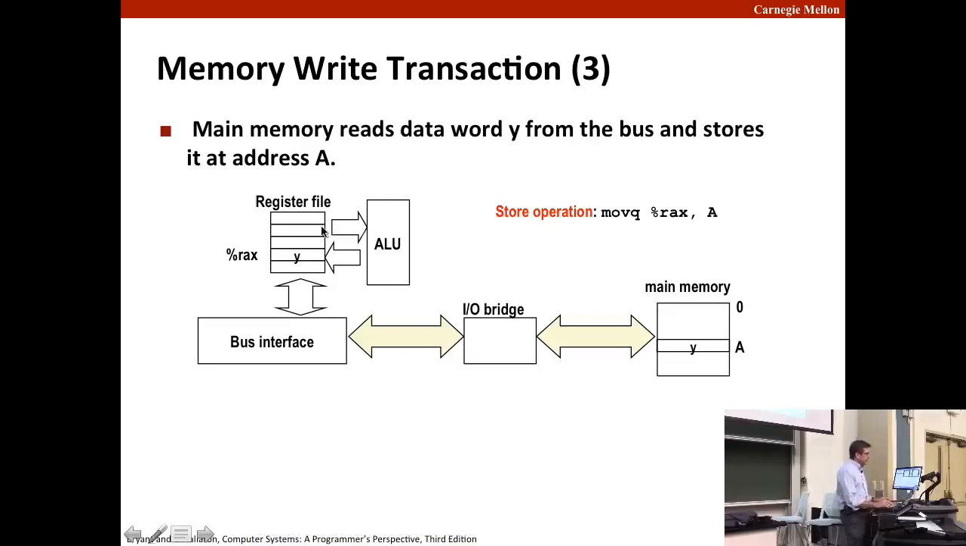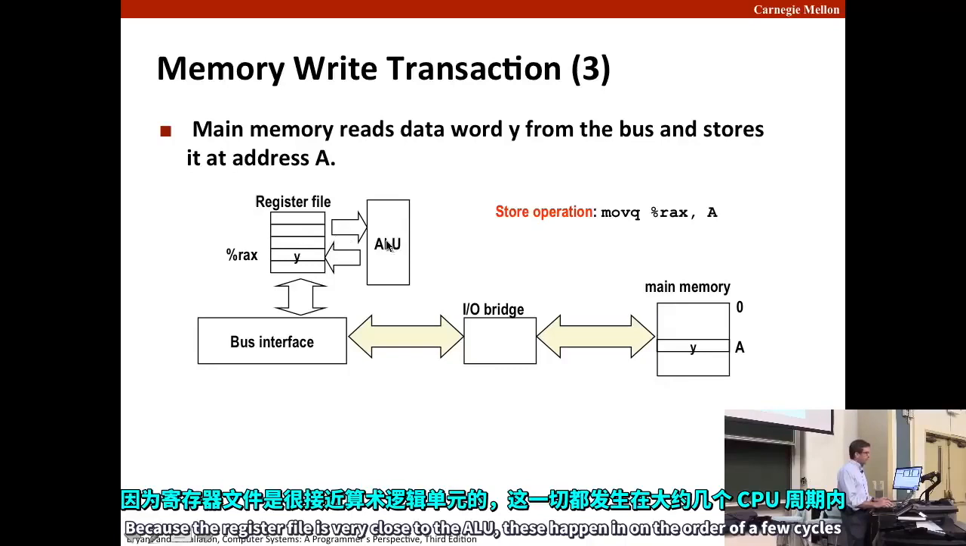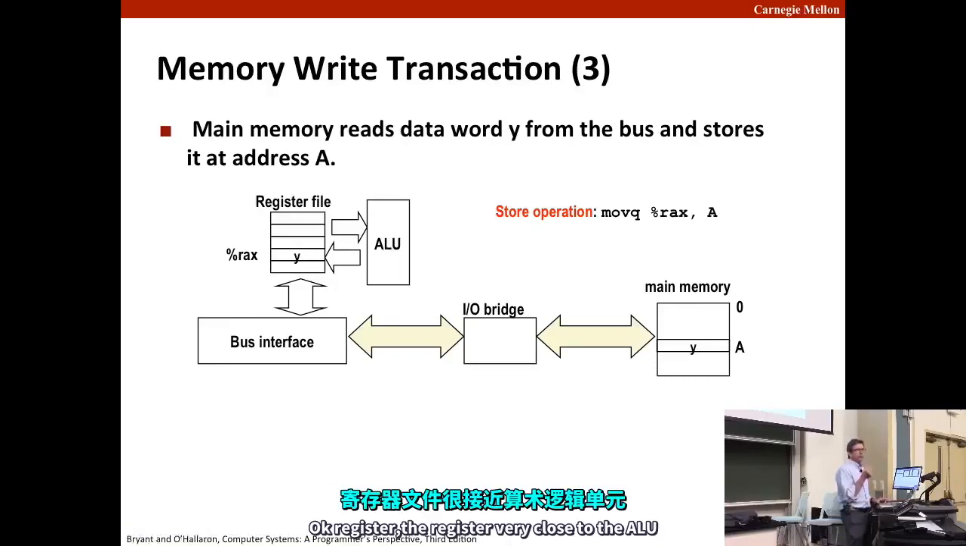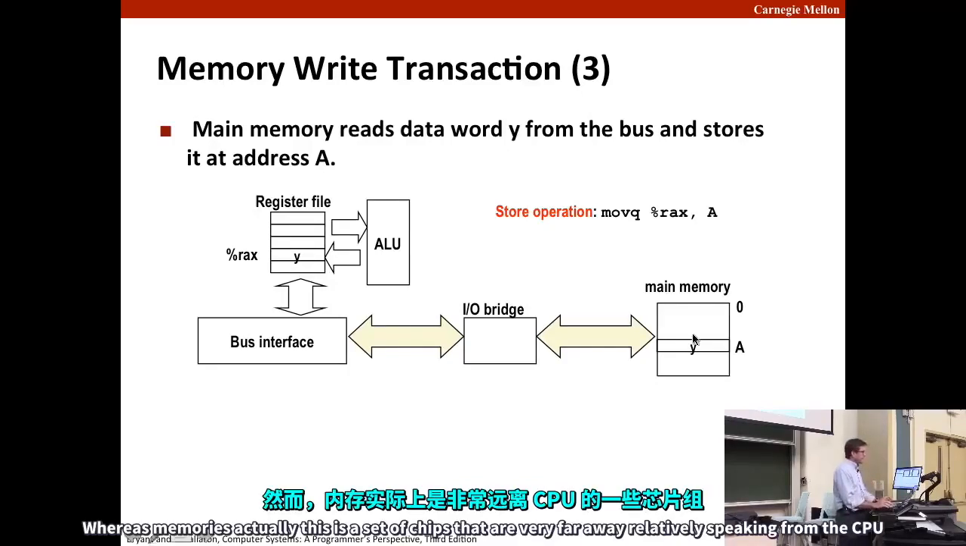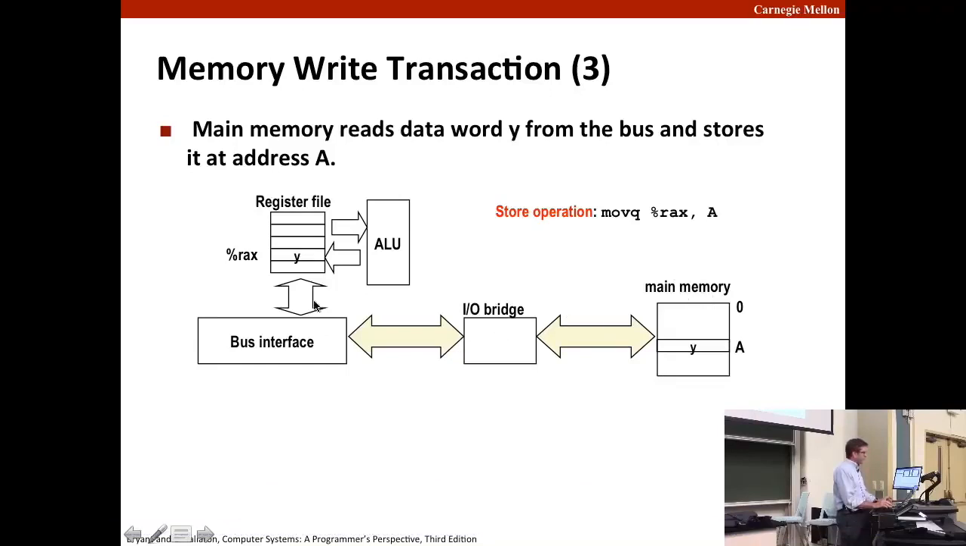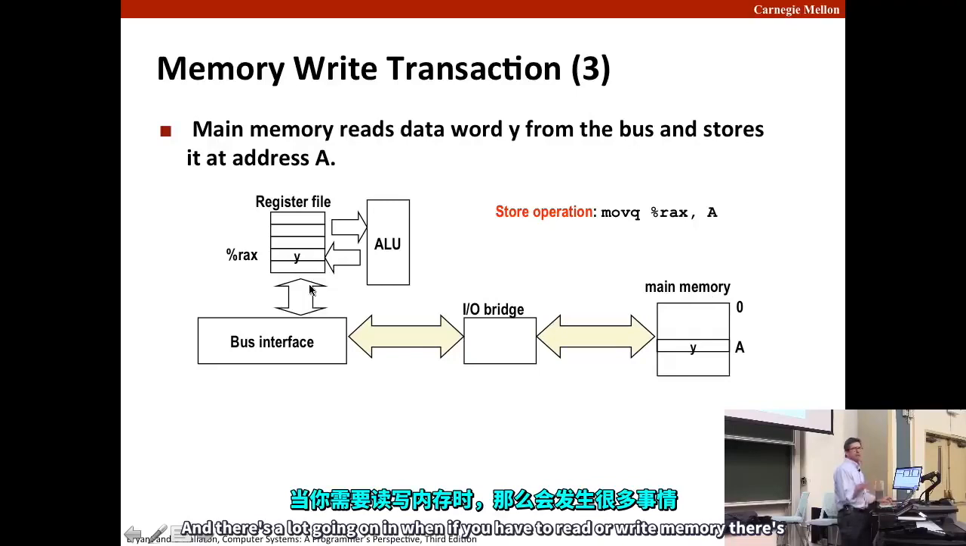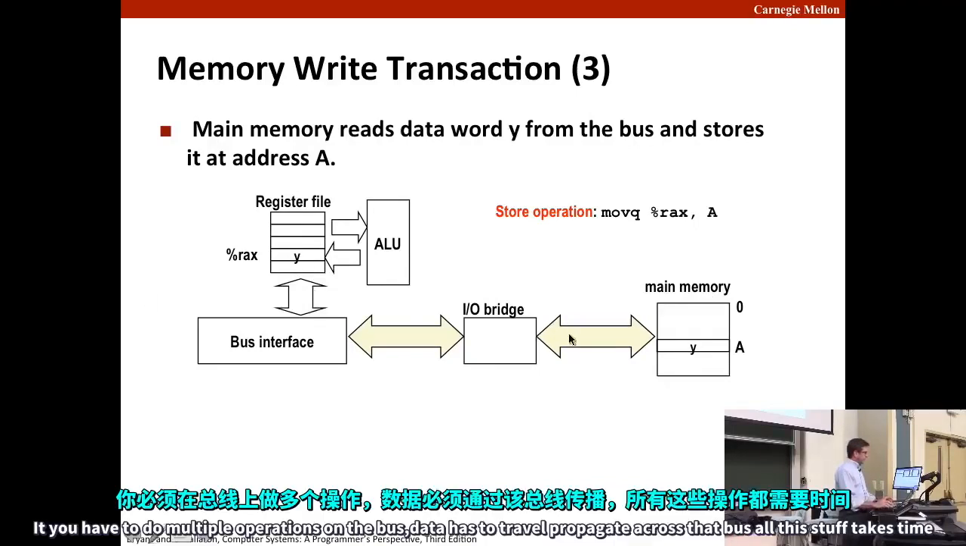Okay, so the point of all this is that operations that occur, reads and writes of registers, because the register file is very close to the ALU, these happen on the order of a few cycles. Okay, the register is very close to the ALU, so those operations happen very quickly. Whereas memory is actually a set of chips that are very far away, relatively speaking, from the CPU. And there's a lot going on if you have to read or write memory. You have to do multiple operations on the bus. Data has to propagate across that bus.